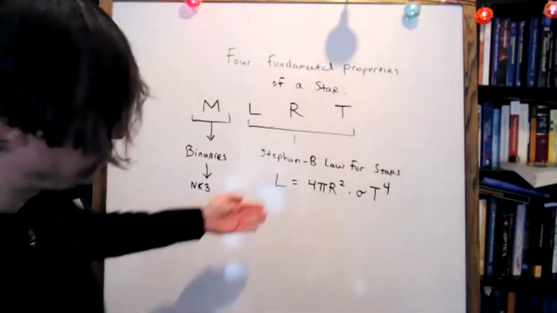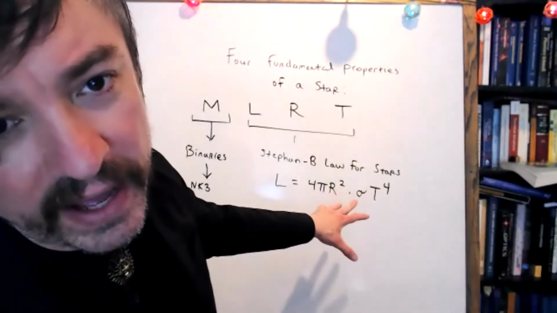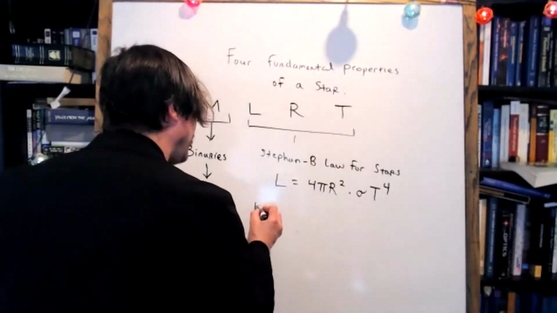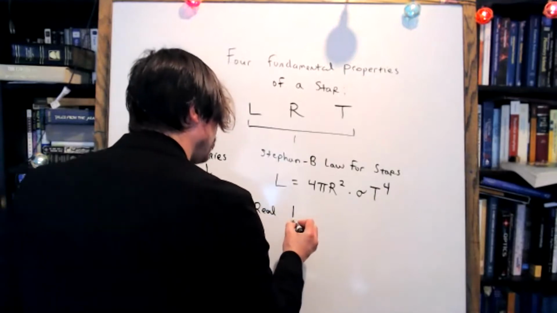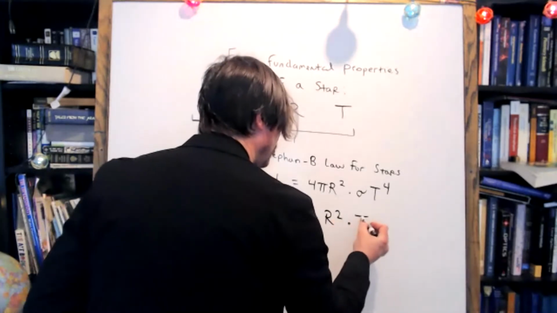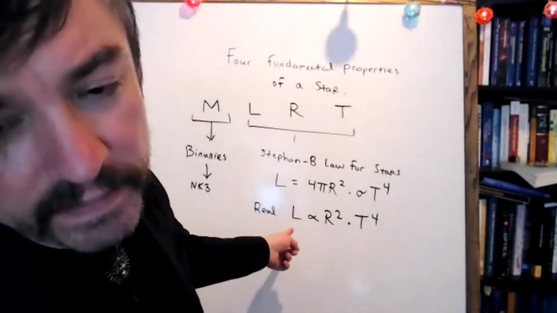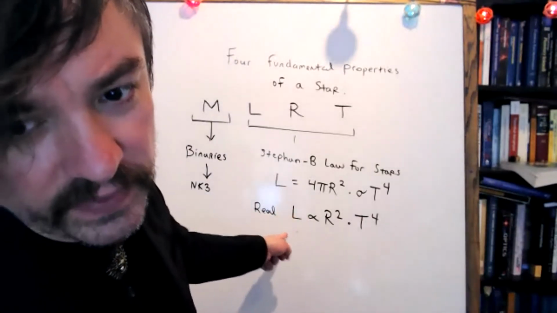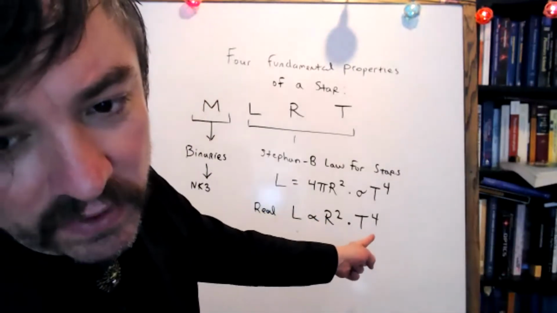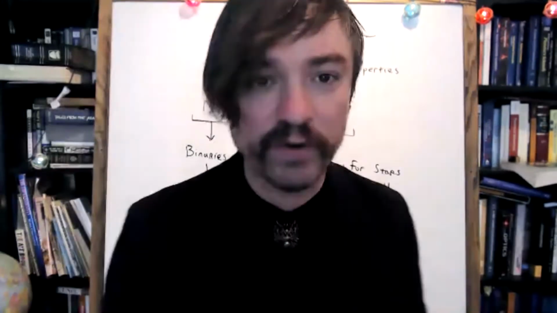And remember, most of the time when astronomers are talking to each other, they kind of ignore the 4 and the pi and the sigma because those are just numbers that don't change. The real takeaway from this formula is that the luminosity of a star goes as r squared times t to the 4th. There's a complicated relationship between the amount of light a star puts out, how big and fat the star is, and how hot the star is. Hotter stars emit more light, but fatter stars also emit more light too, because they have more surface area.